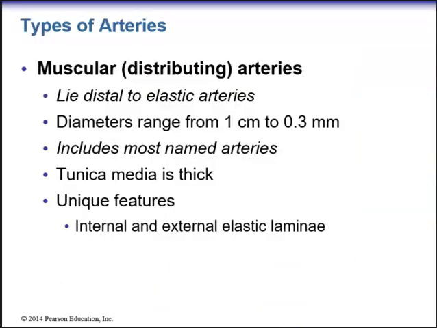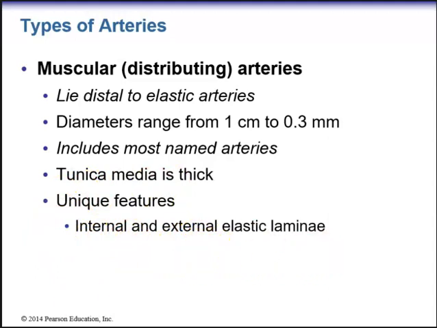The next type of artery are the muscular or distributing arteries. These arteries actually lie distal to the elastic arteries, and their diameters range from 1 centimeter to 0.3 millimeters. These include most named arteries. Like most arteries, the tunica media is thick. Some unique features about the muscular or distributing arteries, they have an internal and external elastic laminae.